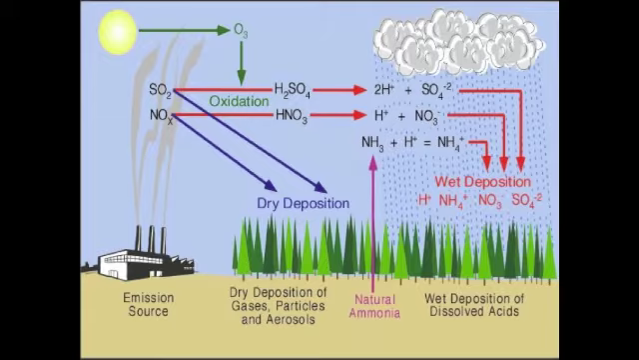According to National Geographic, sulfur dioxide and nitrogen oxides released into the atmosphere react chemically with water and oxygen. The solutions formed, sulfuric and nitric acid, are spread over hundreds of miles across the atmosphere by wind.